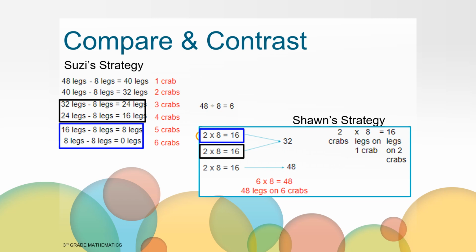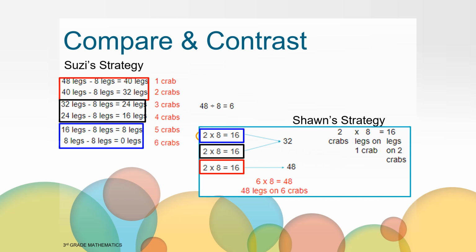Do you see where the last 2 times 8 equals 16 in Shawn's strategy is located in Suzi's strategy? You got it, in the first 2 subtraction problems. This shows that you can solve a division problem with repeated subtraction or multiplication.